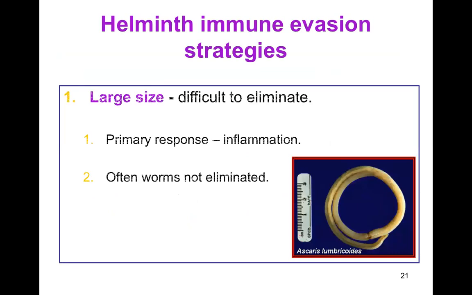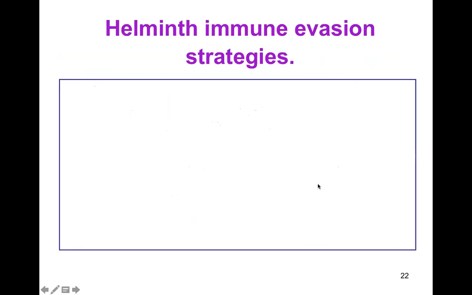And for the case of the helminth immune evasion mechanisms, I gave you an example only of Ascaris lumbricoides, which is so large in size, and this makes it very difficult to eliminate. So the primary response which will ensure its elimination is inflammation, which will trigger the motility of the gastrointestinal tract, and therefore the worm will be eliminated.